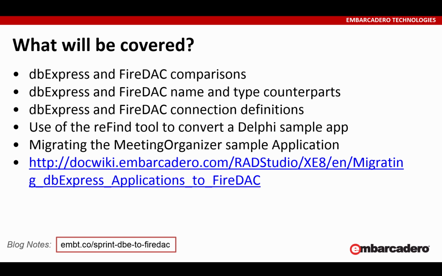So in this skill sprint, I'm going to talk about the dbExpress and FireDAC comparisons as it relates to the doc wiki for FireDAC, name and type counterparts between dbExpress and FireDAC, connection definitions, using the Refine tool to convert a Delphi sample app. In this case, we're going to use the included Meeting Organizer sample app that comes with XE8. There's a doc wiki all about migrating projects in general and specifically about migrating dbExpress applications to FireDAC. And you can find that online.